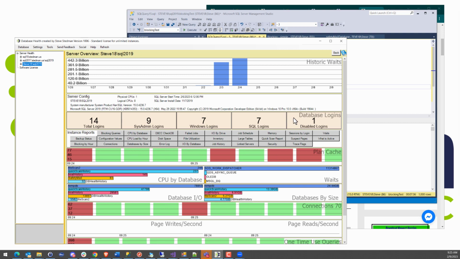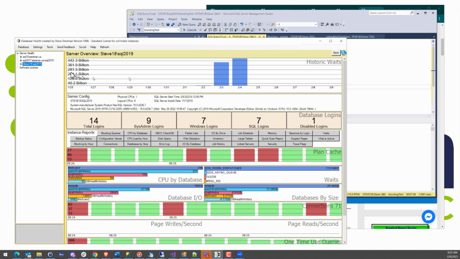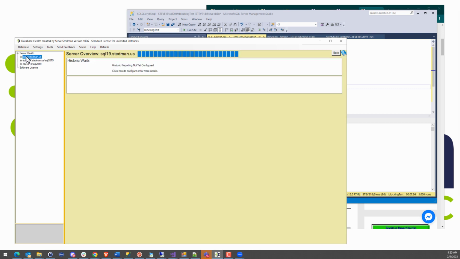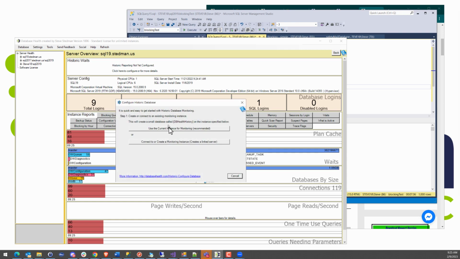The next thing I want to take a look at here is our historic weights report. You can see on this SQL Server, there are these blue bars across the top. If I click on this other one, you can see that it's not yet configured. What you would do is click there and use the current instance for monitoring. And what that does is set up a SQL Agent job and a monitoring database on that server.